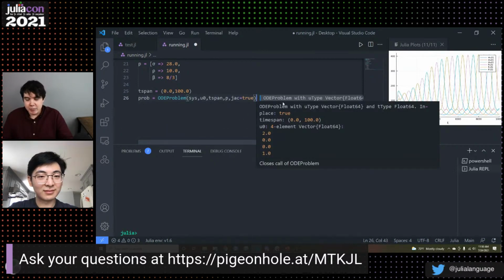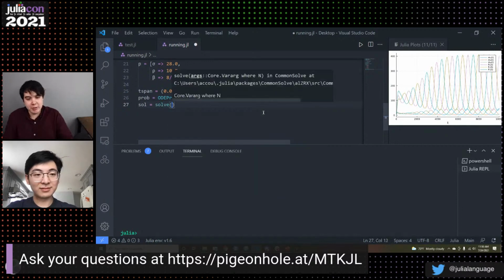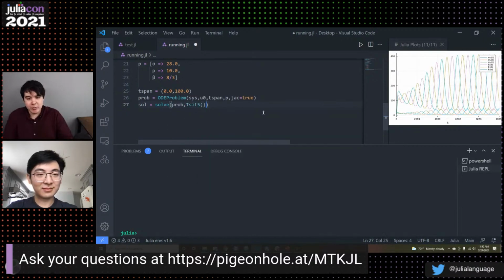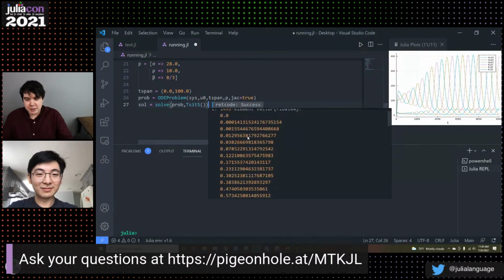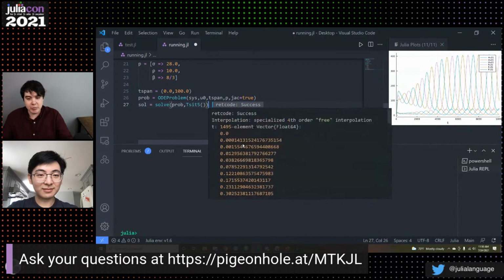And what do we get? Well, we get an ODE problem for DifferentialEquations.jl, which is now fully numerical, right? And now we take this and we just say, hey, DifferentialEquations.jl, do you know how to solve this problem with Tsit5? And it does. It says, here's a success. Here's the solution. It's just a normal DifferentialEquations.jl problem, right?